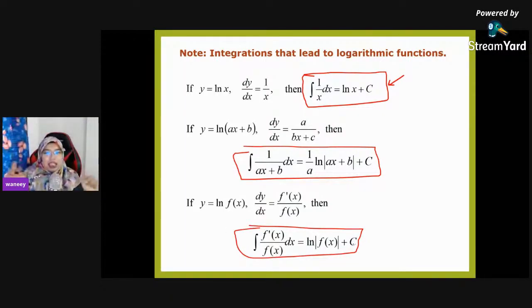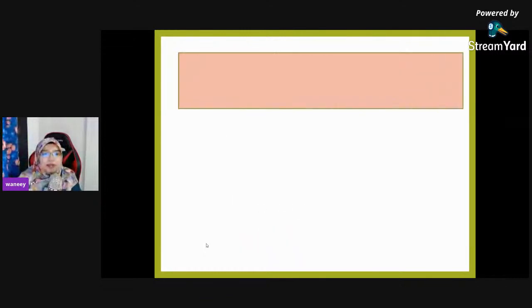So yang ini lagi sekali kita fokus dekat bahagian mana x tu. x is actually in our denominator. So that is how we can get a ln. So those are the basic rules. So we need to remember those basic rules. Okay, next.